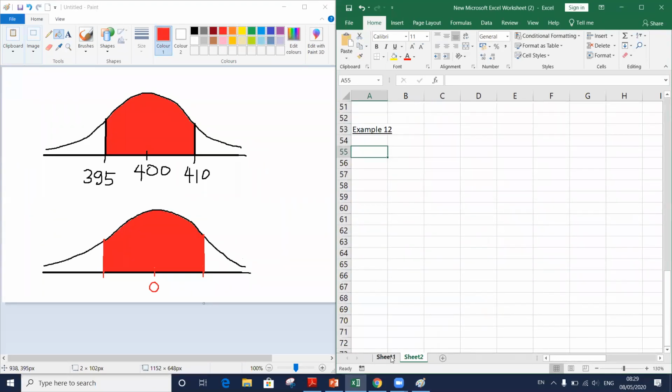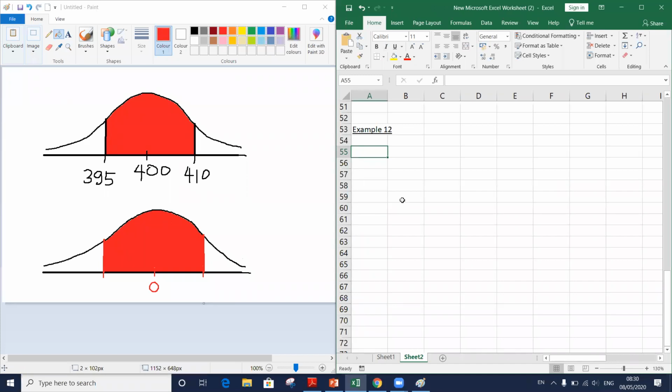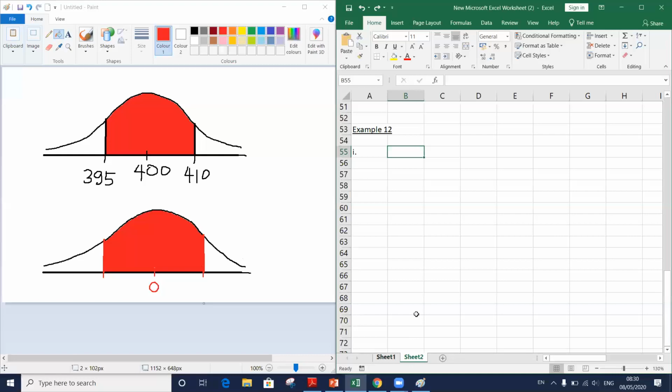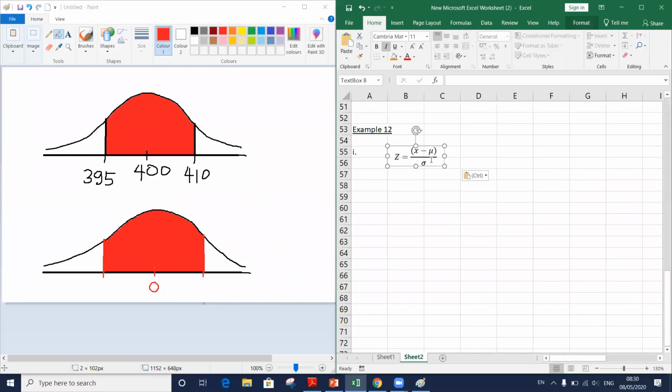The Z formula, can you remember? How can we find the Z values? Z equals x minus mu divided by standard deviation. Right? This is how we can find the Z value.